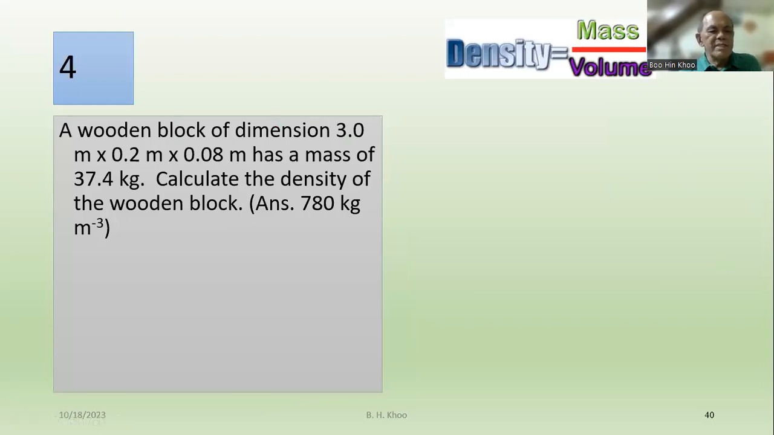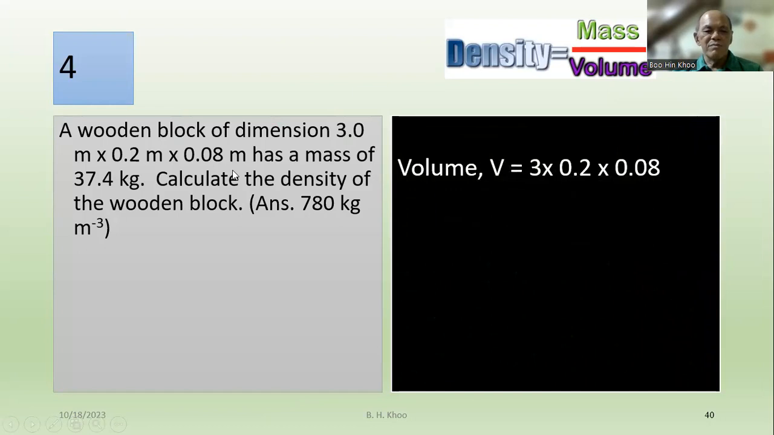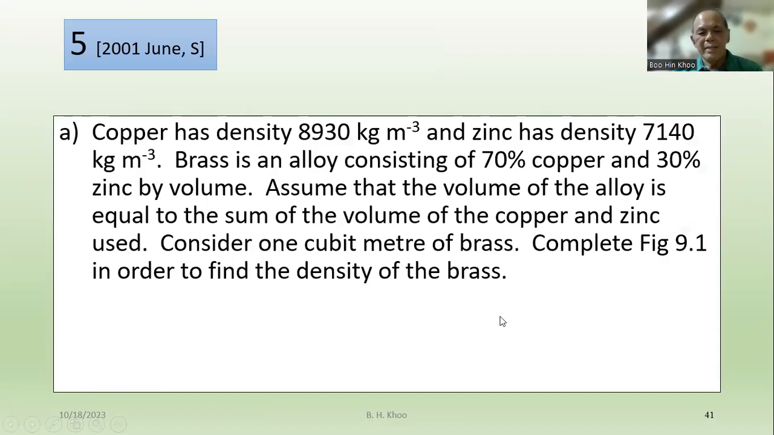A wooden block of dimensions 3 meter, 0.2 meter, and 0.08 meter has a mass of 37.4 kilogram. Calculate the density. Density is mass over volume, so calculate our volume first. Volume. And density is our mass divided by volume. Make sure the unit is correct, and get kilogram meter minus 3.